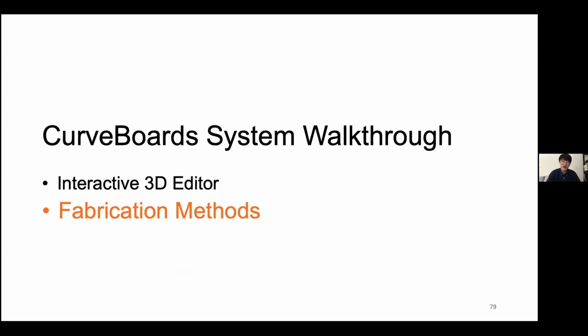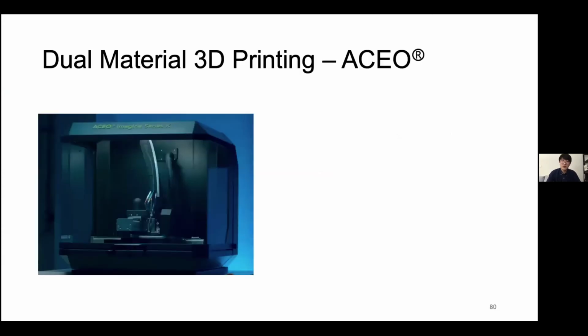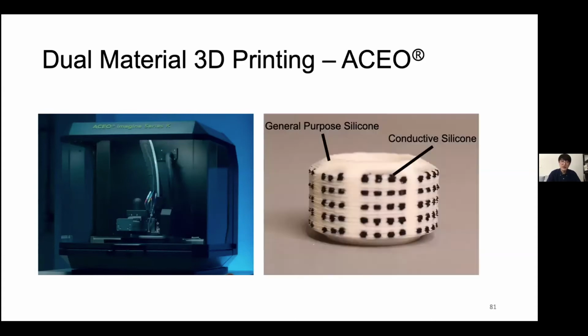Let's move on to how we actually fabricate the CurveBoard design. Well, the most ideal fabrication method is to completely 3D print it with conductive and non-conductive dual material 3D printing. So I went ahead and tried a bunch of different printers and companies. The closest one that we could find at this point is a company called ACEO. They are able to print general purpose silicone and conductive silicone in one run.